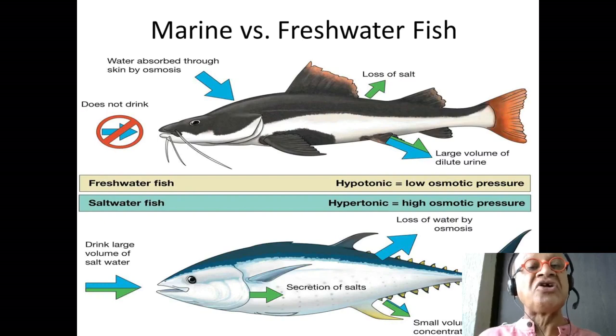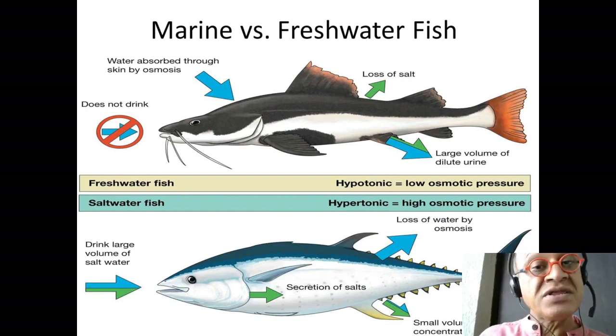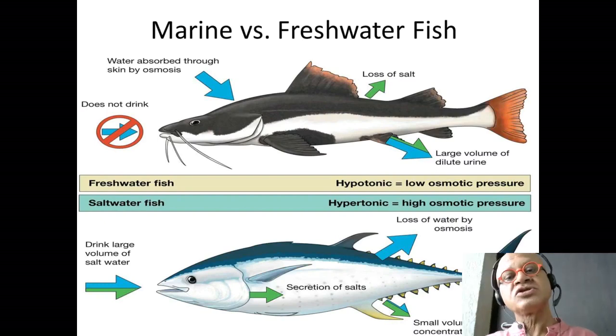So they don't drink too much water to add to this absorption by the skin, and they don't want to keep this water in the body, so they produce large volumes of urine, and they don't want to lose salt, so the urine is very dilute.